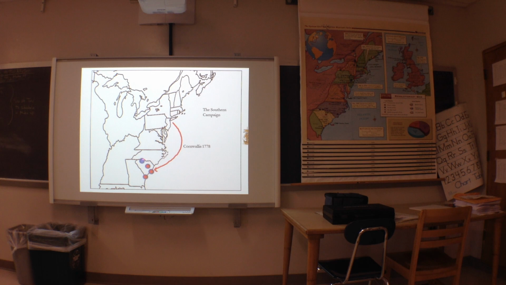Okay, and this battle right here is the Cowpens in South Carolina. In the South, there really wasn't a Continental Army. Most of the Continental Army was up in northern New Jersey, camped outside of New York. There were only about 2,000 regular Continental soldiers in the South. The rest of the army in the South was militia.